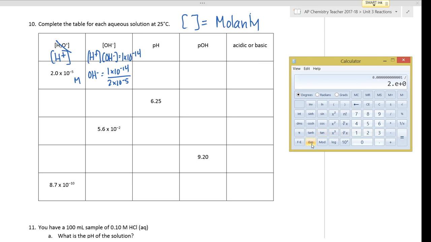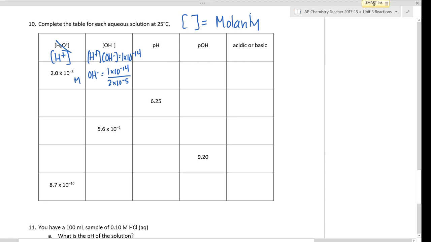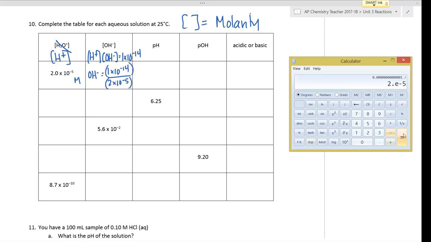2 E negative 5. And I'd recommend using that EE button because then you don't have to be as careful about parentheses. Otherwise, if you type in 2 times 10 caret negative 5, you'd have to be really careful about putting parentheses around this whole deal. If you use that EE button, you don't have to worry about the parentheses. Okay, so now let's hit equals, and I'm going to have this long number.